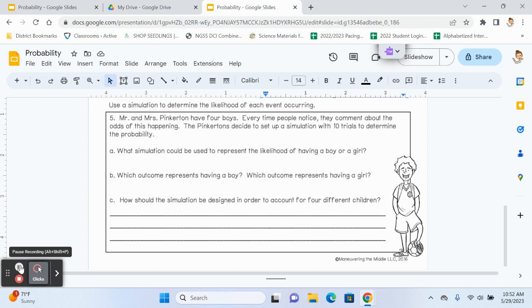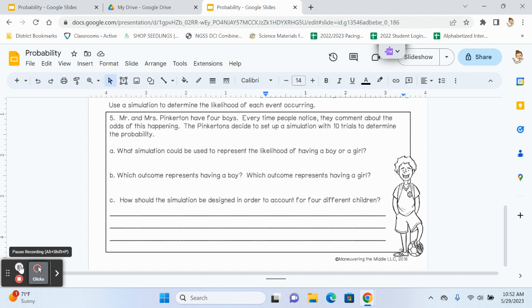All right, here is your job. You're going to use a simulation to determine the likelihood of each event occurring. So you're going to press pause on this video in just a second. You're going to complete all 3 parts of number 5 on your own. If you're sitting by somebody that is at the same point as you can always check in with them. You're creating the simulation just like what we just did.